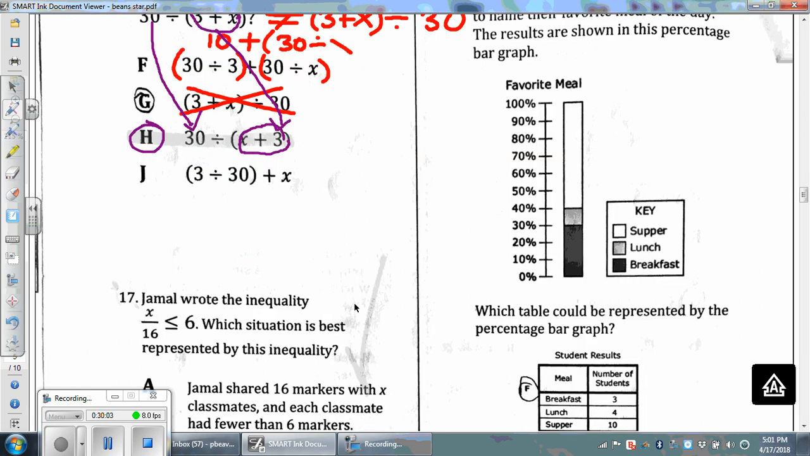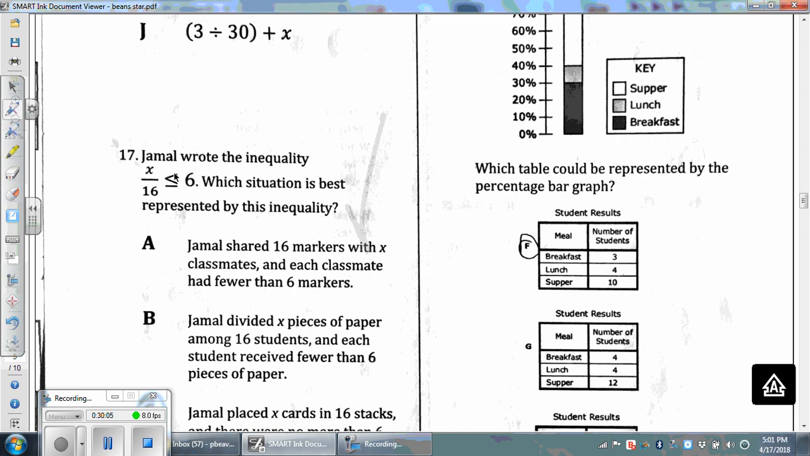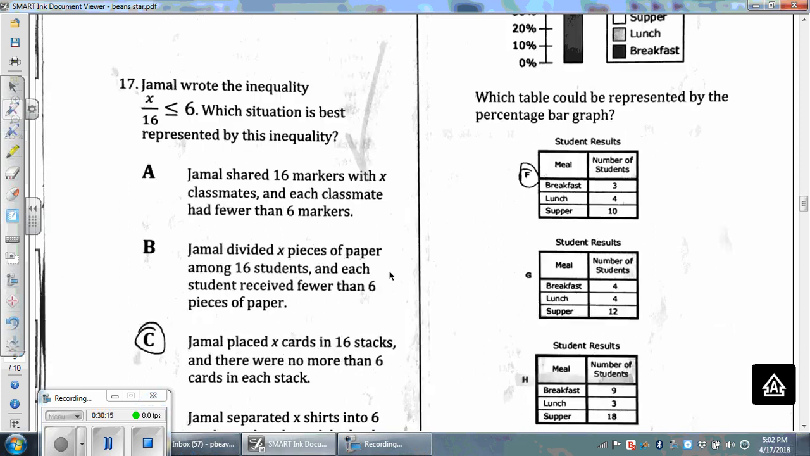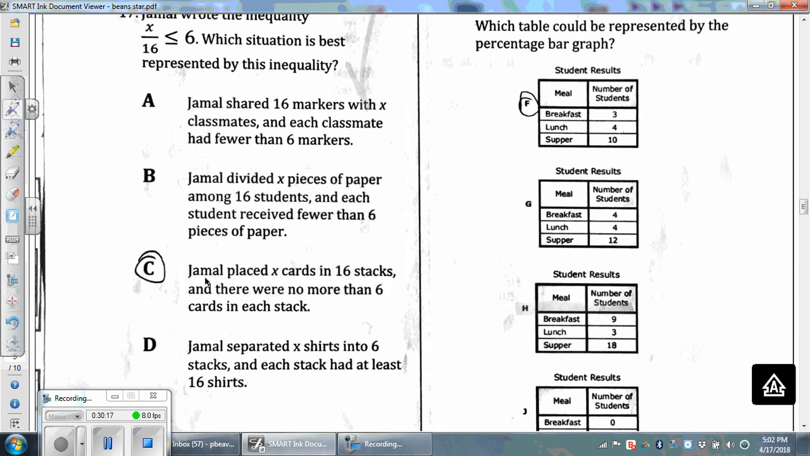Okay, now let's look at 17. We have to write the inequality: x divided by 16 is less than or equal to 6. Which situation is best represented by the inequality? And so you got this one right. Jamal placed x cards in 16 stacks, and there were no more than 6 cards in each stack.